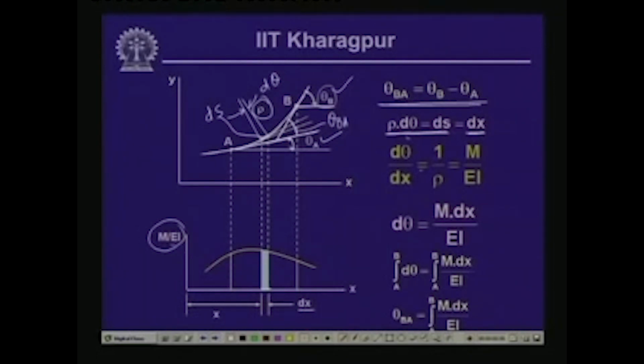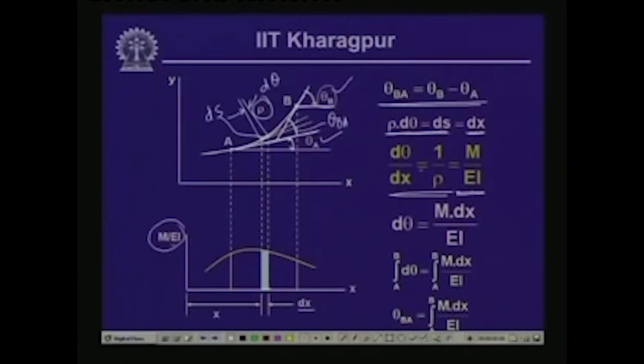Taking this term on this side and dx on this side, d theta by dx is equal to 1 by rho. Now, you already know from the bending equation that M by I is equal to sigma by y is equal to E by rho. So, if we take the relationship between M by I and E by rho, then 1 by rho is equal to M by EI, and that is what has been used here. Therefore, d theta by dx can be related to M by EI. d theta by dx is equal to M by EI, or in other words, d theta is equal to M dx by EI.